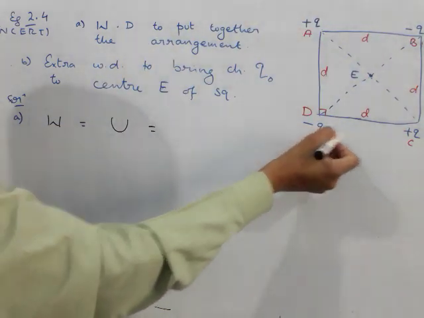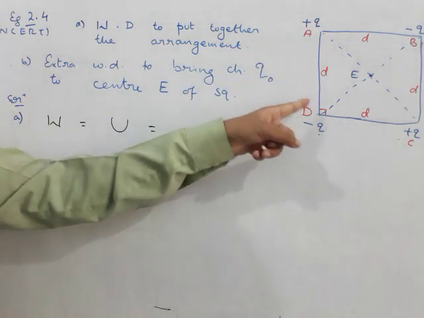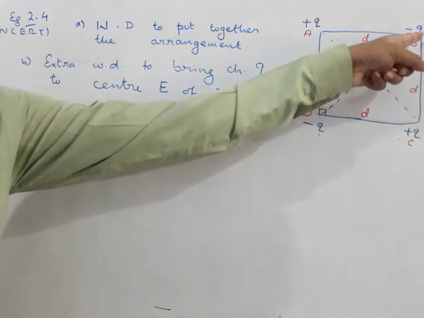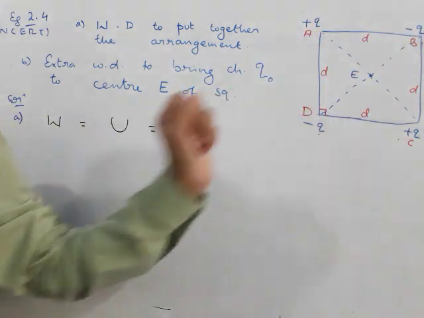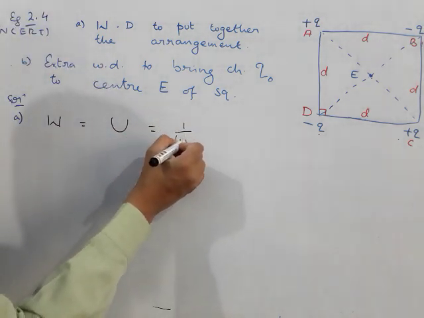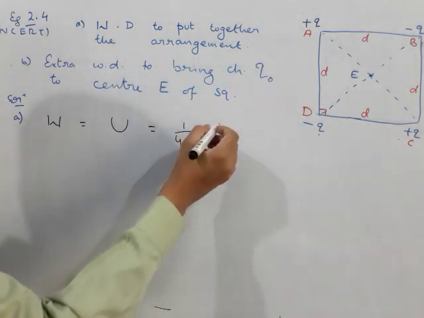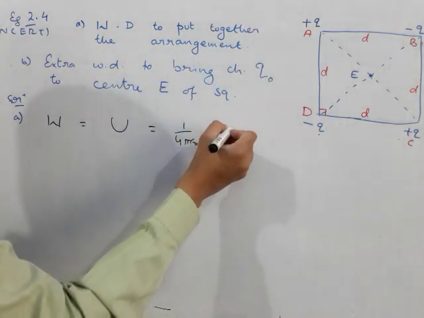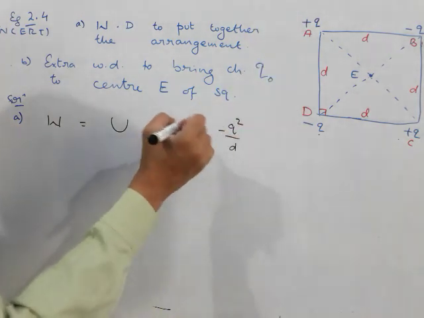How many point charges are there? 4. So how many pairs can be formed? 6. First pair, second pair, third pair, fourth pair, and the fifth and the sixth pairs will be along the diagonals. So the formula will be 1 by 4 pi epsilon naught. First pair will be this one. So Q into minus Q will become minus Q square upon this distance, that is D.